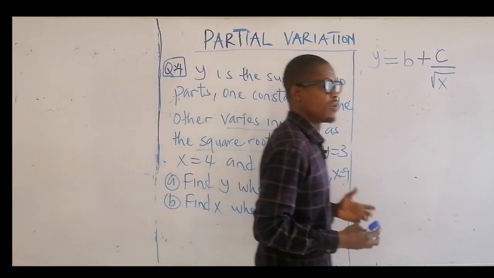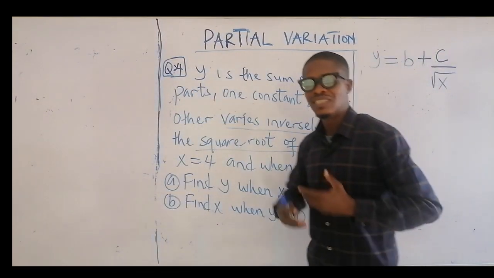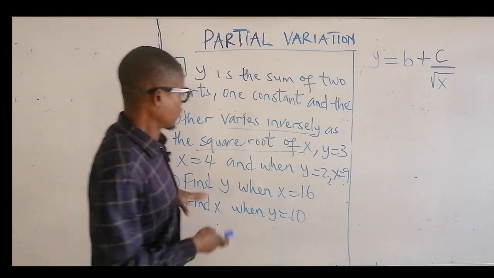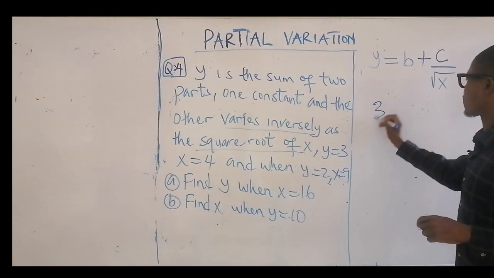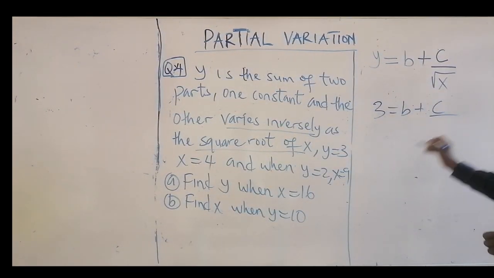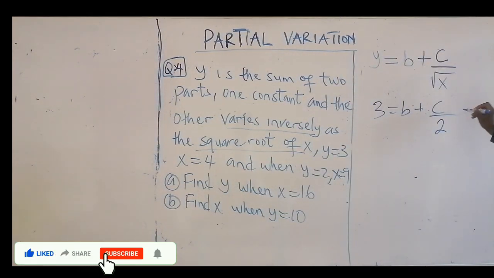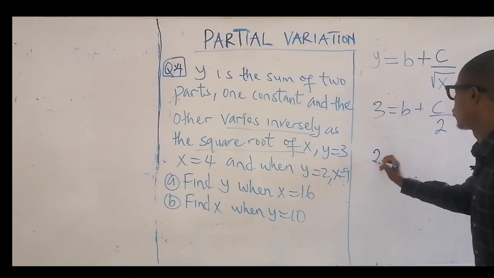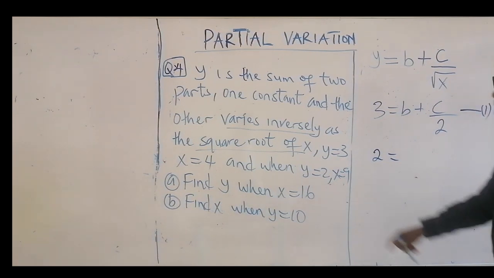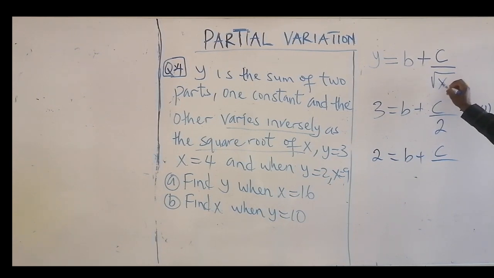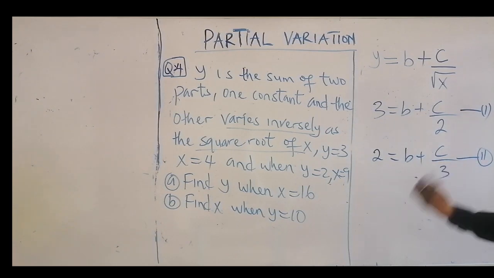So the next thing to do is to begin to plug in the values we're given in the question. The first one is: y is 3, so 3 = b + c over the square root of 4, and the square root of 4 is 2. That's the first equation, equation 1. And when y is 2, x is 9, so 2 = b + c over the square root of 9, which is 3. So these are the two equations we now have.